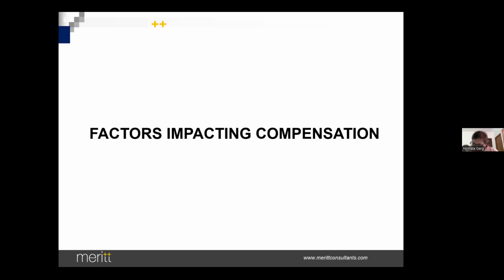Okay. Take a minute to think, what are some of the key external factors which impact compensation? Key external factors which impact compensation.